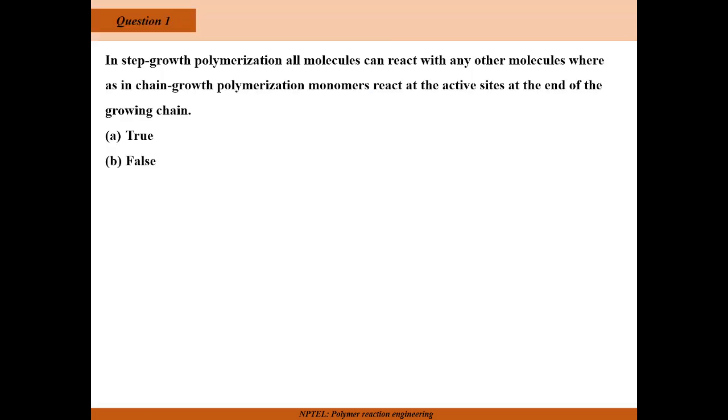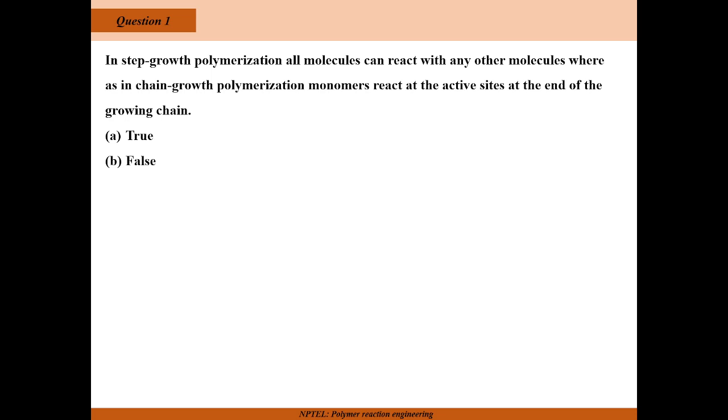To start with, the first question is: in a step growth polymerization, all molecules can react with any other molecules, whereas in a chain growth polymerization, monomers react at the active sites at the end of the growing chain. This is a basic differentiation between step growth and chain growth polymerization, and these are the two fundamental characteristics. So just think for a while. Is this a true statement or a false statement?